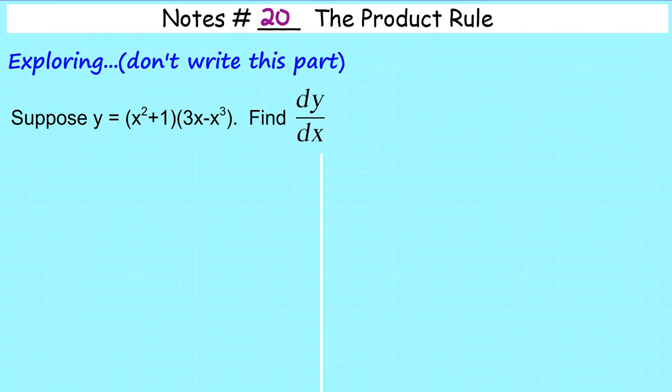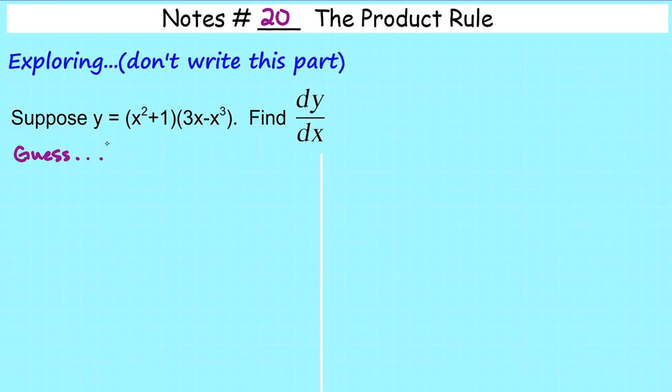So let's say I have this function y equals x squared plus 1 times 3x minus x cubed, and I want to find the derivative dy dx. So I'm going to do something that I don't know if it will work, and then I'm going to do something that I know will work. So this is going to be a guess.